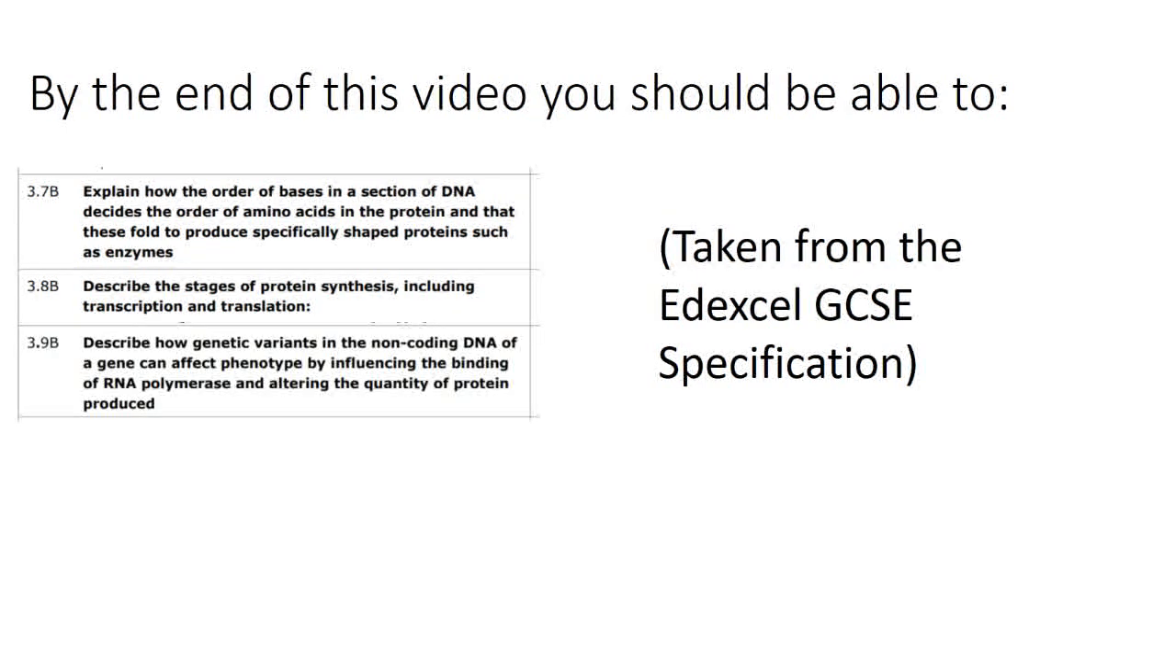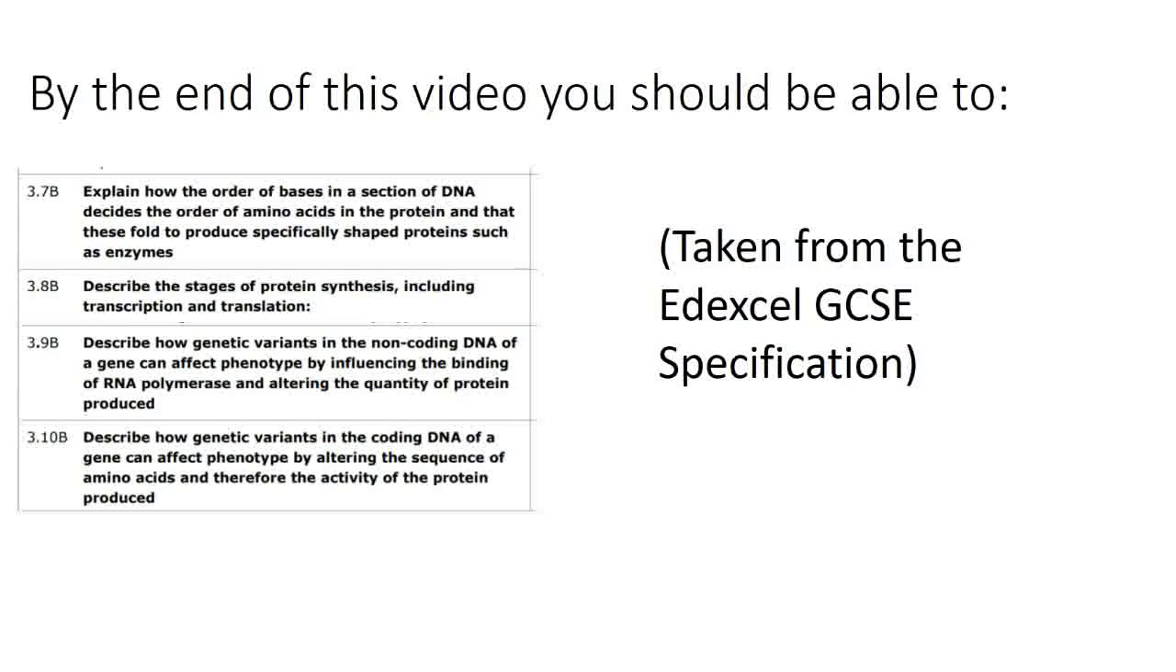You should be able to describe how genetic variants in the non-coding DNA of a gene can affect phenotype by influencing the binding of RNA polymerase and altering the quantity of protein produced. And finally, you should be able to describe how genetic variants in the coding DNA of a gene can affect phenotype by altering the sequence of amino acids and therefore the activity of the protein produced.